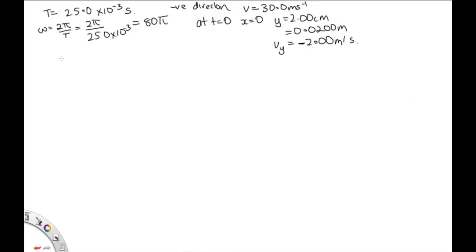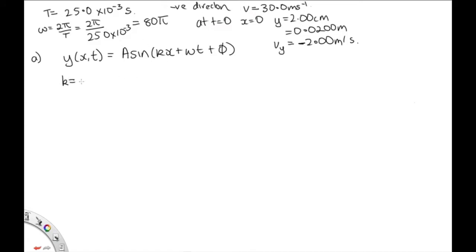Okay, so we've got the wave equation of the form y of x,t is equal to A sine kx, now because it's moving in the negative direction, we've got a plus omega t plus phi. So we've worked out what omega is. Let's see if we can work out what k is.